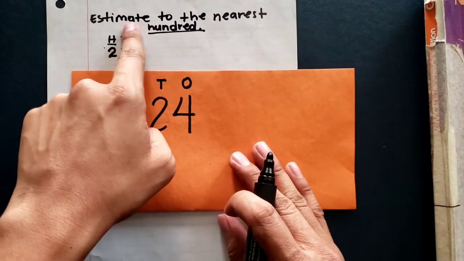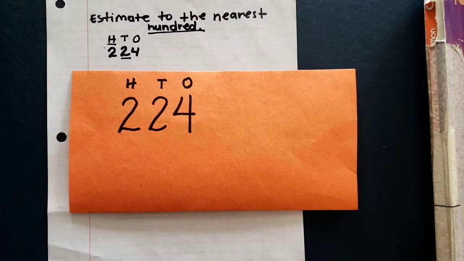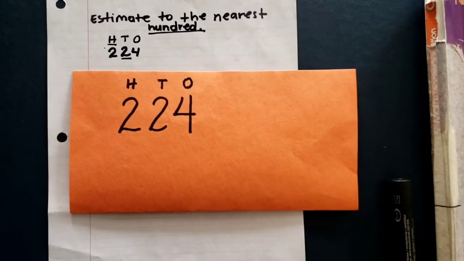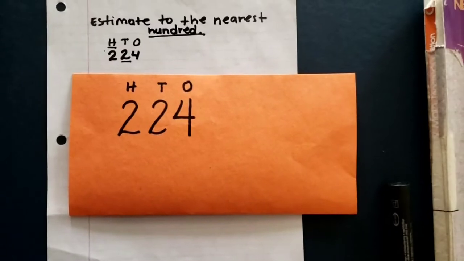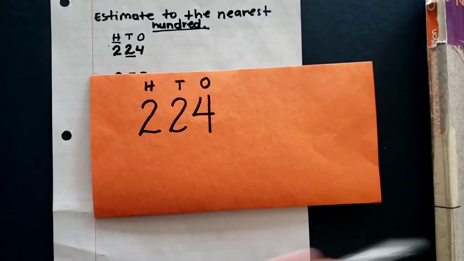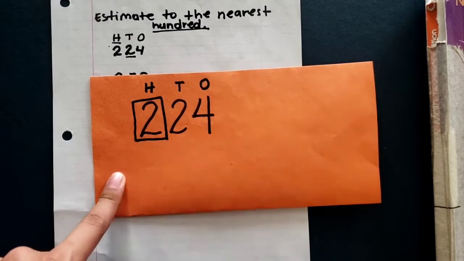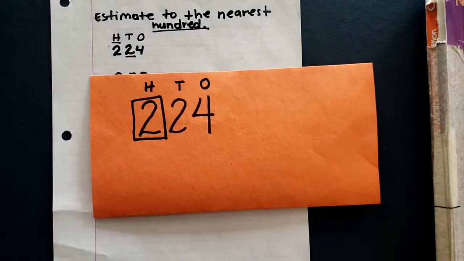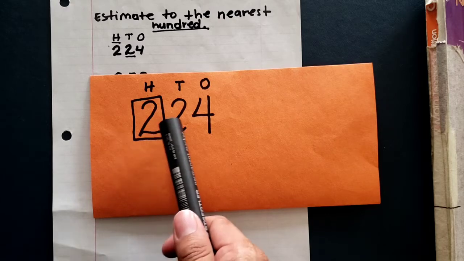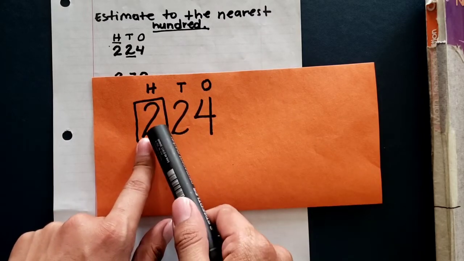What is the number that I need to estimate? Estimate to the nearest 100. When we estimate to the nearest 100, what do we need to do? We need to identify the 100. This is the number that I will care about. To estimate a number, I need to look at the number that is next to the 100, which is the number after the hundreds.